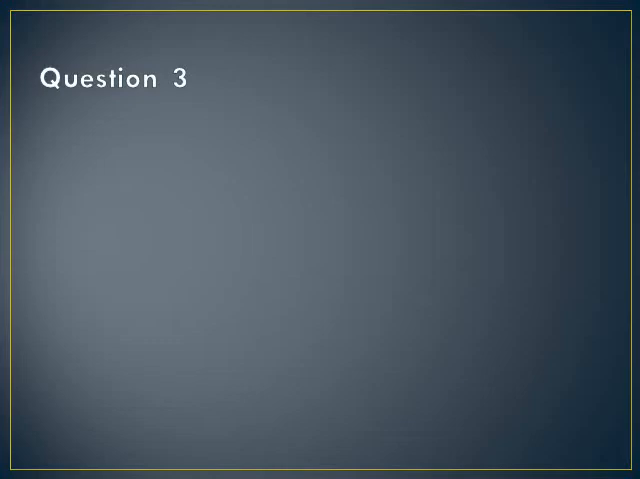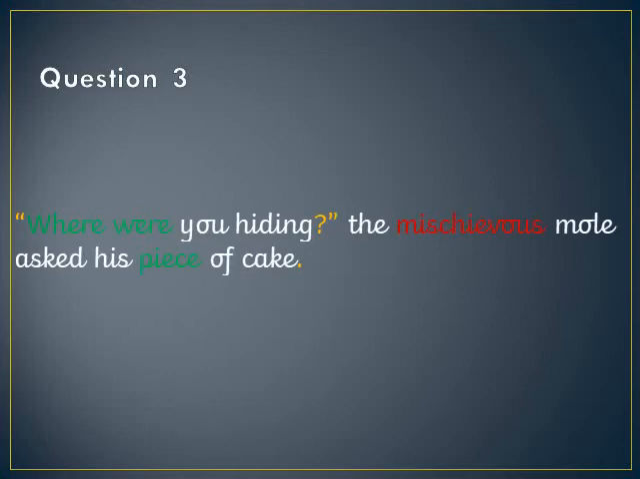Okay, and the answers for that question. We have opening speech marks. Where and were are not exact homophones, but they are close homophones. We have where, W-H-E-R-E, were, W-E-R-E, you hiding, question mark, closing speech marks. Mischievous, which is one of our year 5 and 6 spelling words, M-I-S-C-H-I-E-V-O-U-S. Mole asked his piece, which is a homophone, P-I-E-C-E, of cake, full stop.